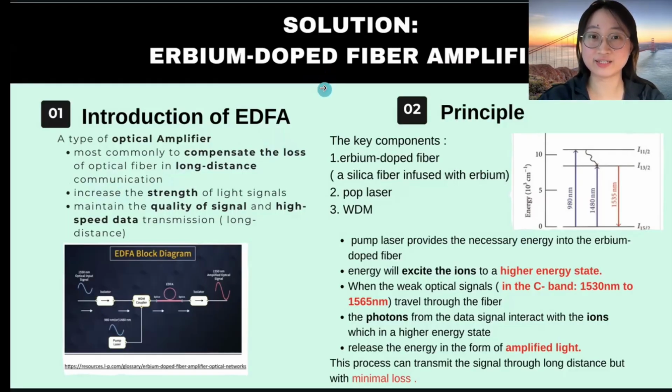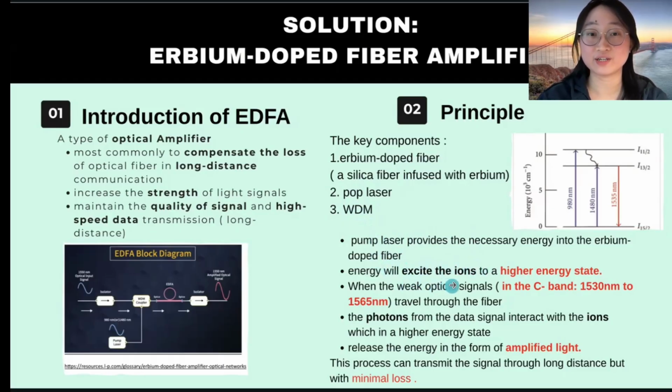Hence, I would like to discuss the solution to the limitations, which is the erbium doped fiber amplifier. It's used to compensate for the loss of the optical fiber in long distance communications by increasing the strength of the light signal. Then I will explain the principle of this amplifier. The key components are the erbium doped fiber, the pump laser, and the WDM. The pump laser provides the necessary energy to the erbium doped fiber, and the energy will excite the ions to a much higher energy state.